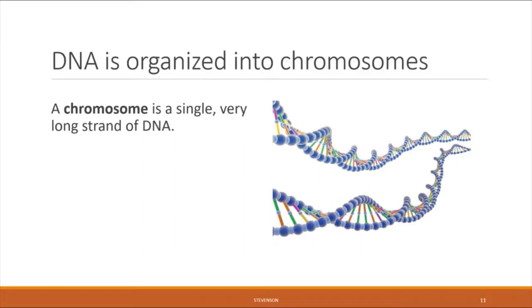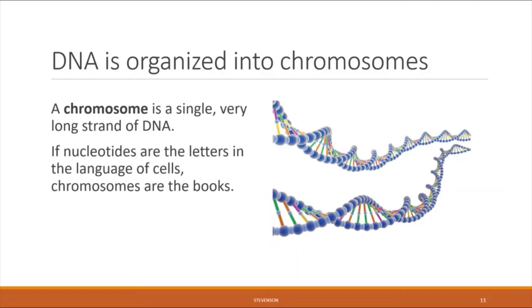This leads us into another concept, which is the idea of a chromosome. DNA in living organisms is organized into structures that are called chromosomes. And a chromosome is a single, very long strand of DNA. On the previous slide, I presented you with an analogy, which is that the nitrogenous bases of A's, T's, G's, and C's are like the letters in the language of the cell. And so if the nitrogenous bases in the nucleotides are like the letters, then the chromosomes are like the books, a series of letters that are strung together in a particular order, all with a beginning and an end.